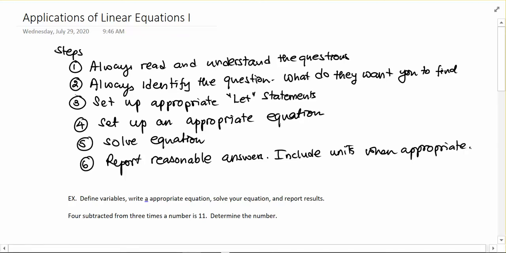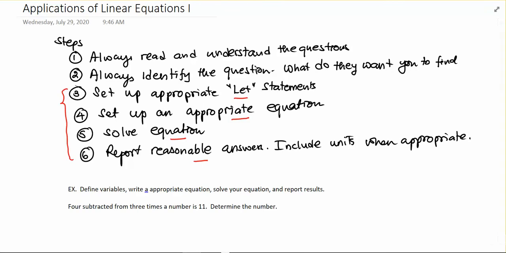Okay, so when I'm grading word problems, I am looking for these things. I can't clearly see steps 1 and 2, but I can certainly see steps 3, 4, and 5. I look for the let statements. I look for an appropriate equation, not some made-up equation. I look to see if you're solving this equation in some reasonable way, and I look to see if you've reported these answers. Right? So keep that in mind. Those are all things that I want to see in your solution process.